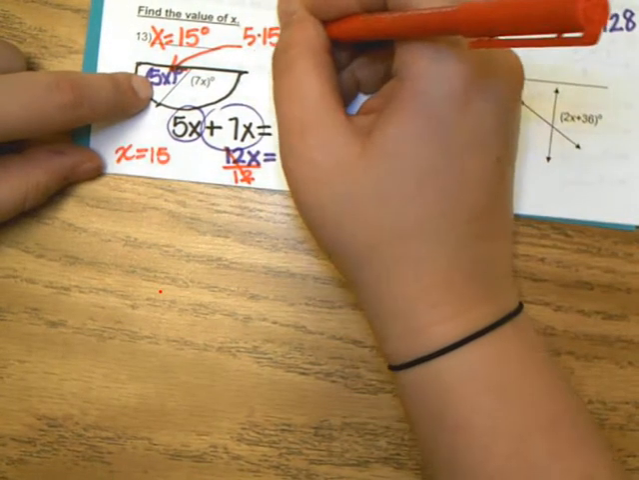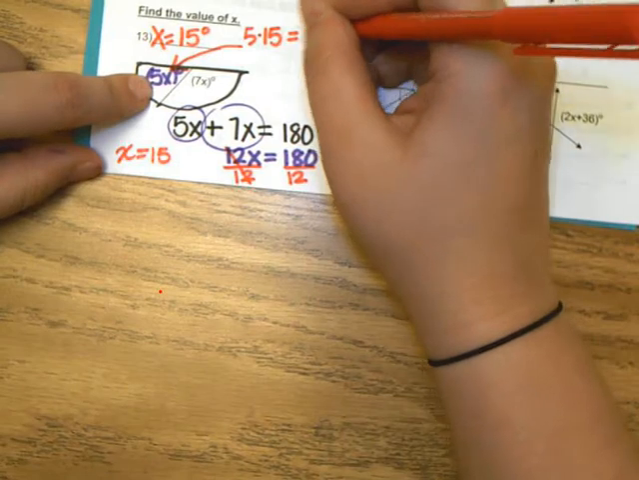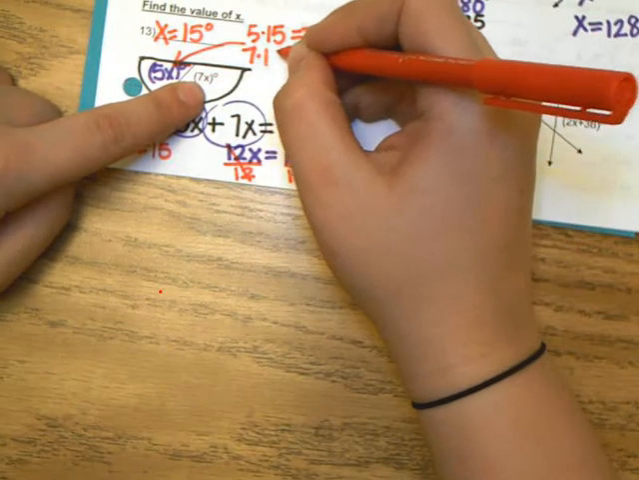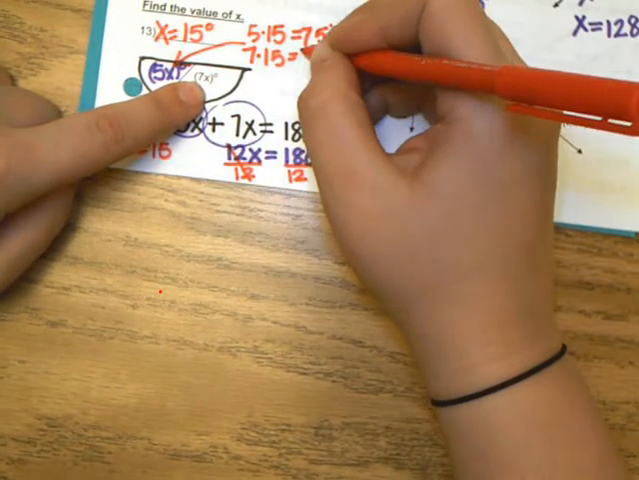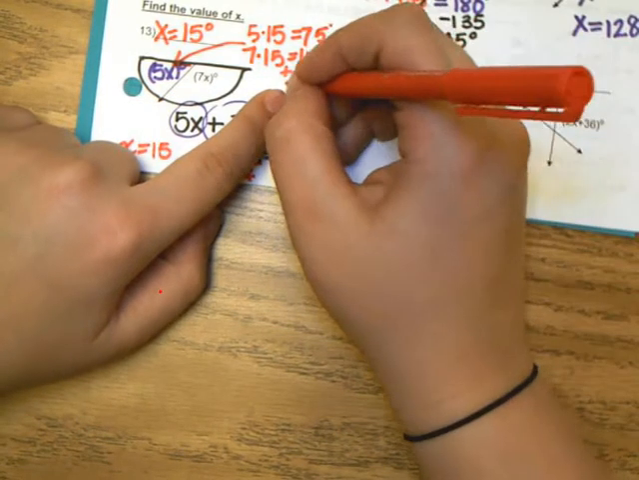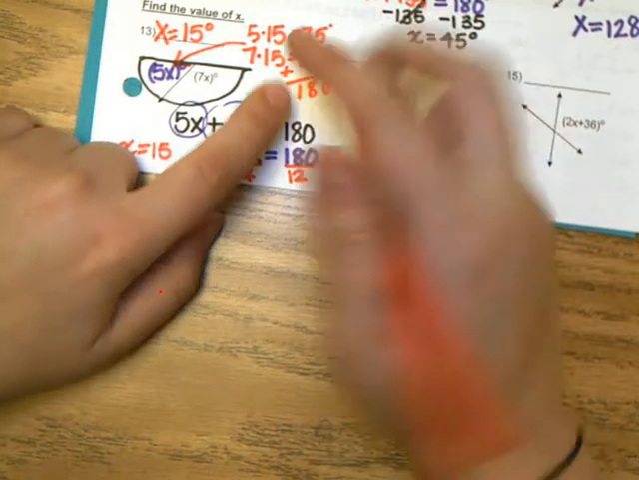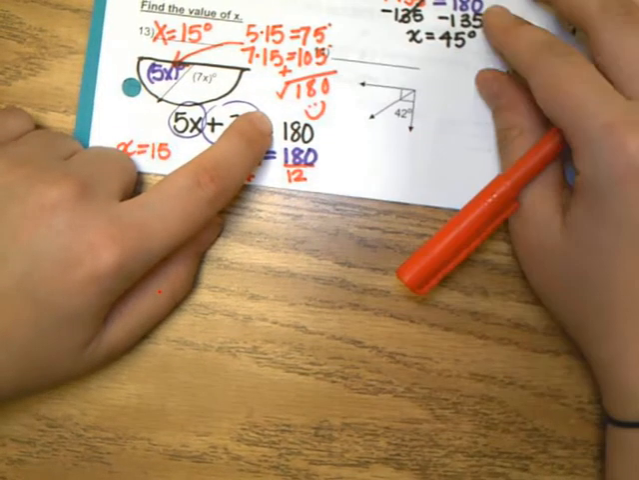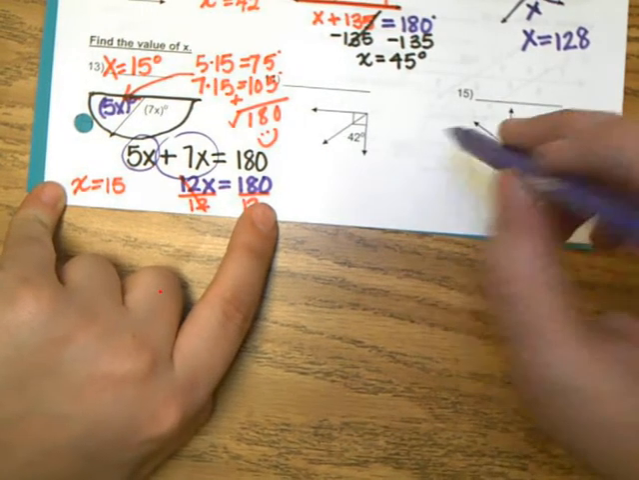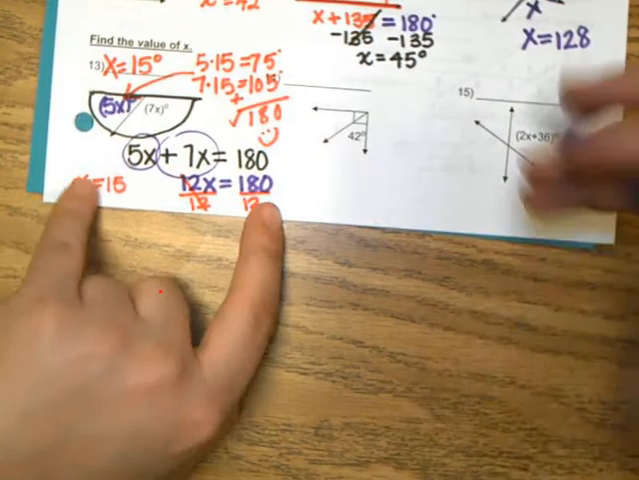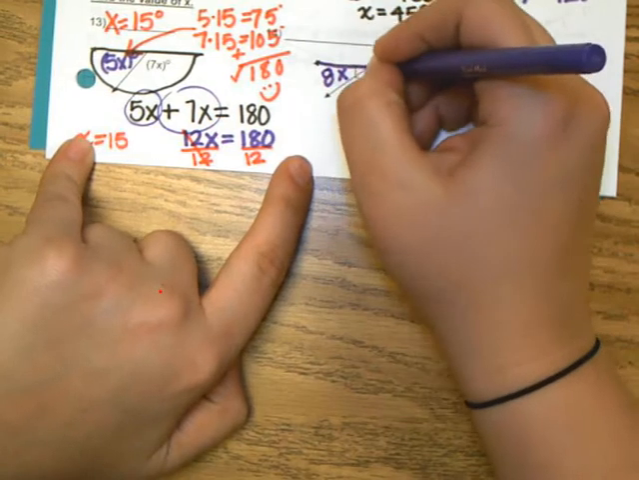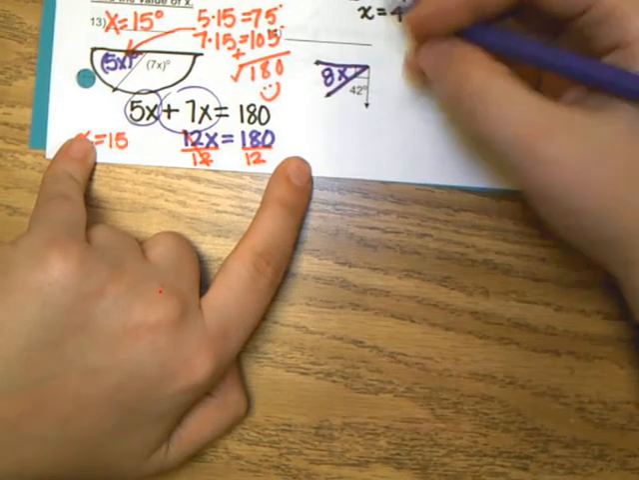So if x equals 15, just to check it to see if I got my answer right, 5 times 15, that's 75 degrees. And then 7 times 15 is 105 degrees. Together, they equal 180. So I know I got my answer right. So remember, you can plug in your answer for x into the problem to make sure your answer is right.